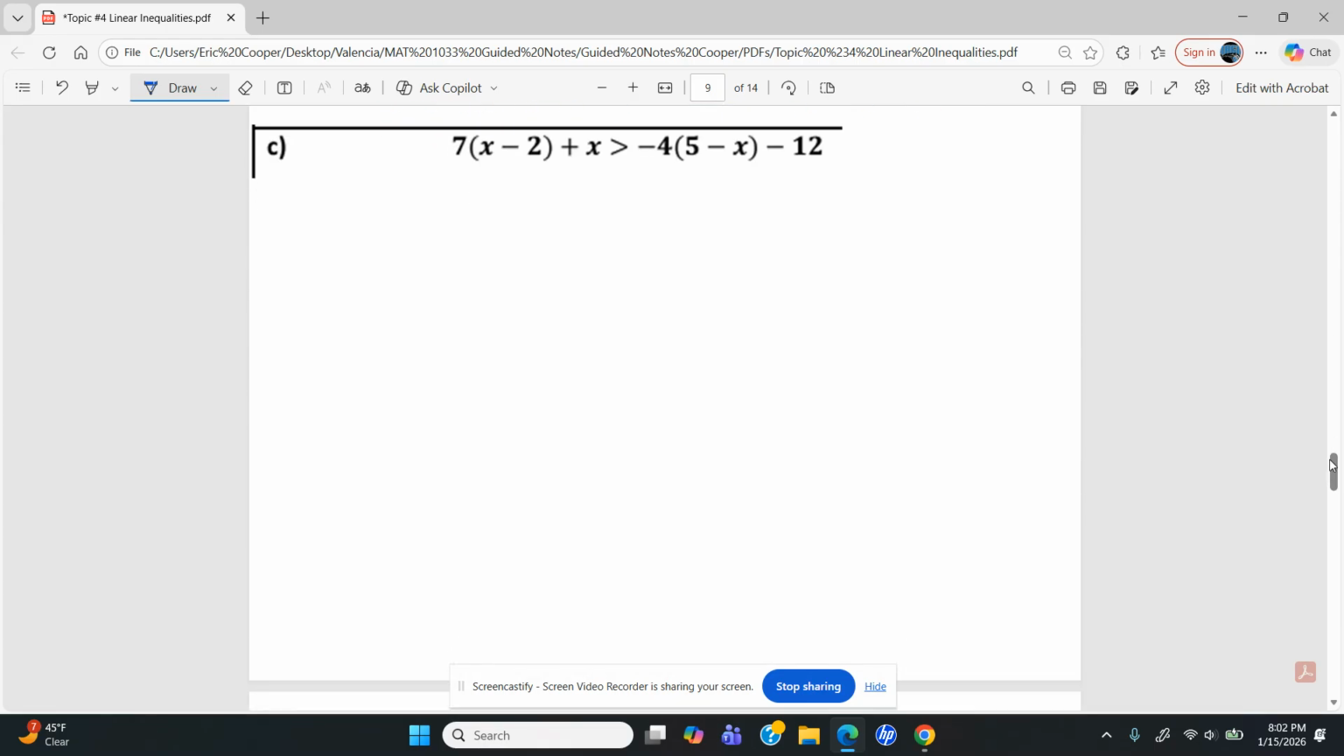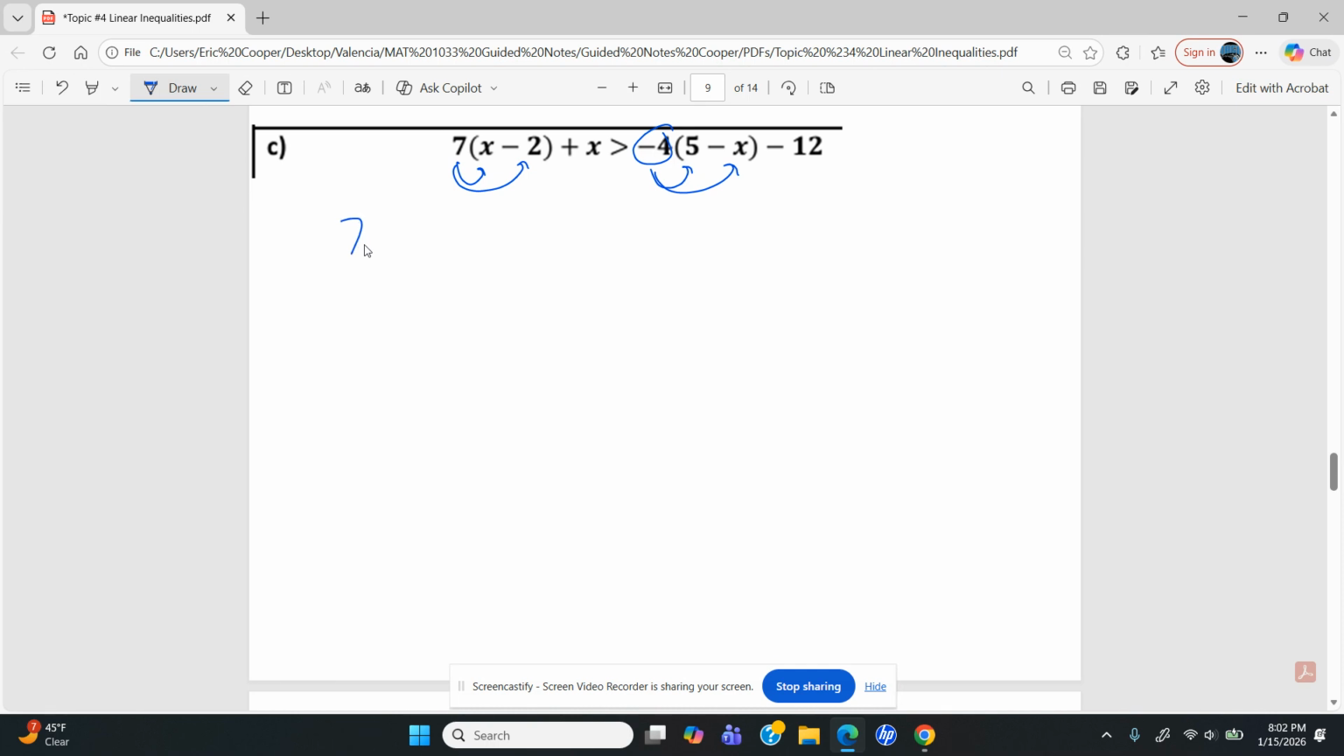Here we have a little bit more of a complicated problem. Again, we're going to do like we did with equations. We're going to clear the parentheses, combine any like terms, and then try to get x on the left side. So we're going to start by distributing the positive 7 here. And on this side, we're going to distribute the negative 4 here.